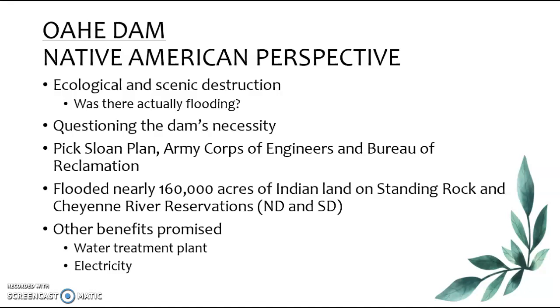The Pick-Sloan Plan, the Army Corps of Engineers, and the Bureau of Reclamation caused hardships to nearly every tribe with lands along the Missouri River. The Oahe Dam flooded 160,000 acres of Indian land on the Standing Rock and Cheyenne River reservations in North and South Dakota.